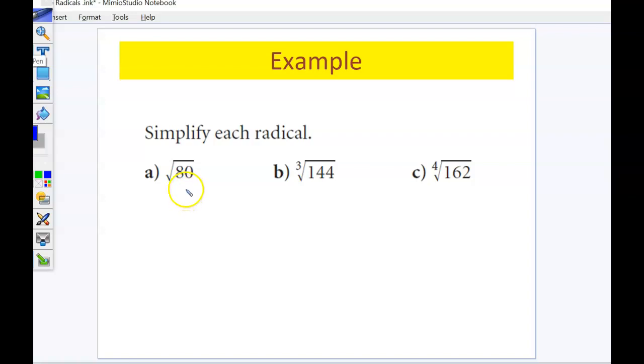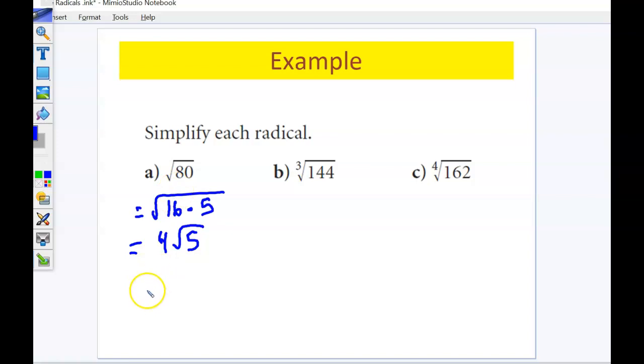Again, if I look at the square root of 80, if I look at my perfect squares, it would be 16 times 5, and the square root of 16 is 4, so that answer would be 4 root 5. Now, some of you may be wondering, what if I started by saying that 80 was equal to 8 times 10?